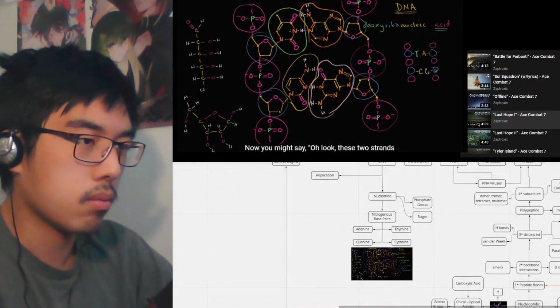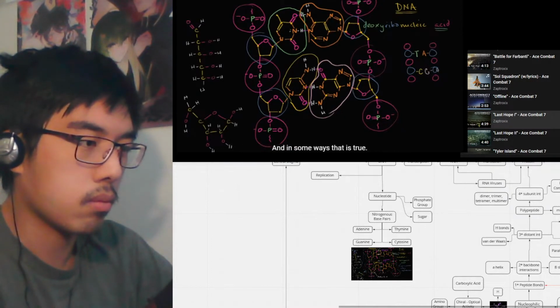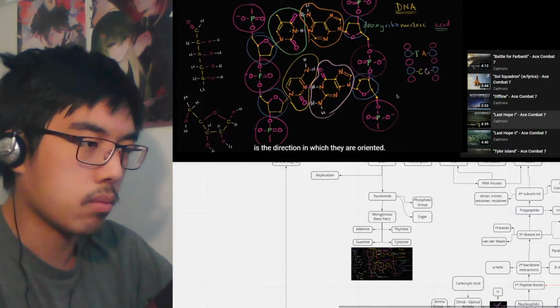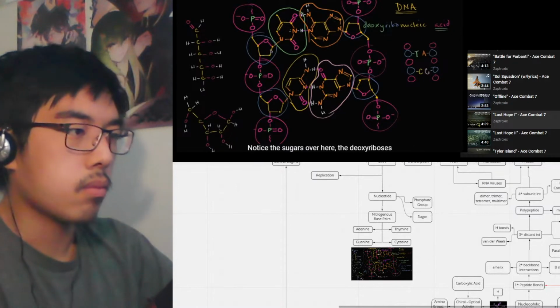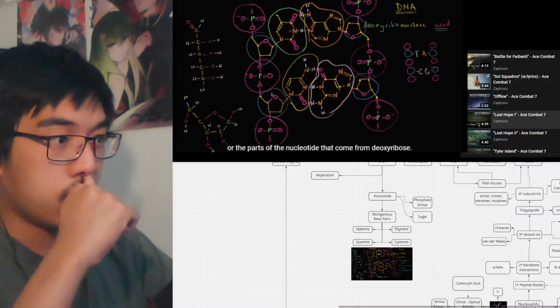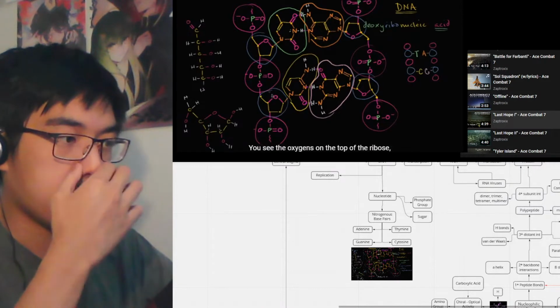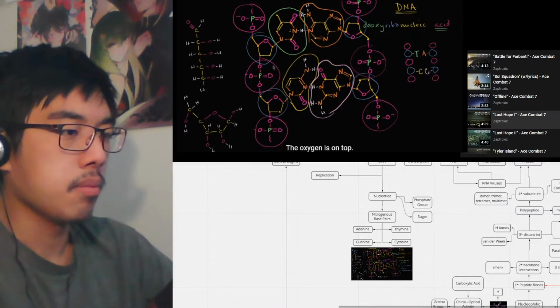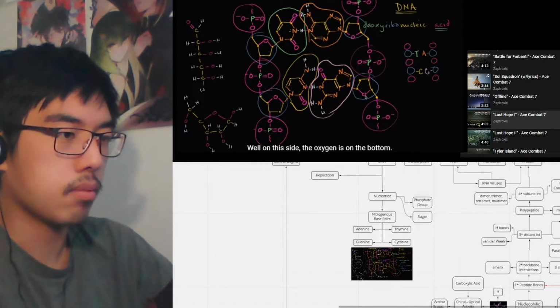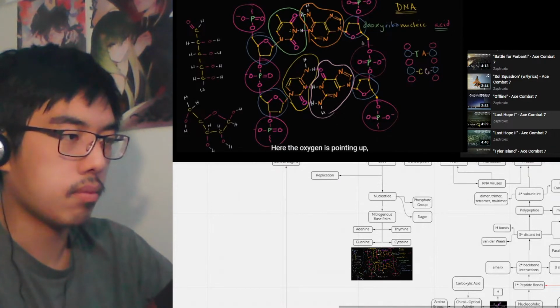Now, you might say, oh, look, these two strands seem parallel to each other, and in some ways that is true, but another interesting thing you might have noticed is the direction in which they are oriented. And you especially see that when you focus in on the sugars. Notice the sugars over here, the deoxyriboses, or the parts of the nucleotide that come from deoxyribose. On this side, the oxygen is on top of these five-member rings, and on this side, the oxygen is on the bottom. So they're actually in different orientations. Here the oxygen is pointing up, here the oxygen is pointing down.